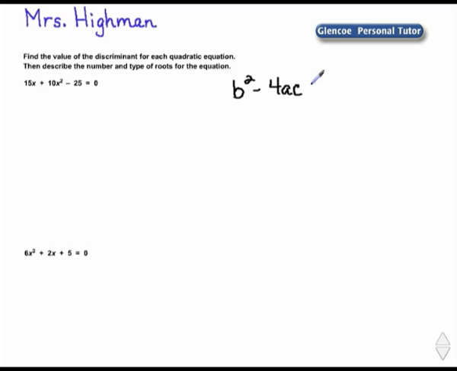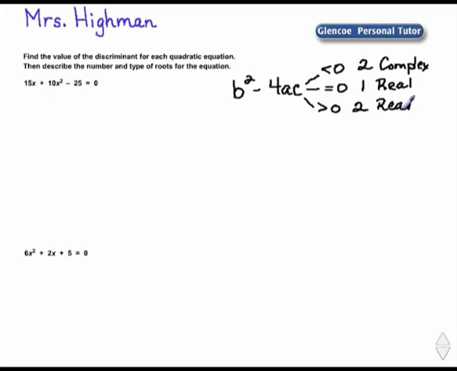We can have when that is less than 0, which means that we have two complex roots. We can have when that is equal to 0, and that means we have one real solution or one real root. Or we can have when that is greater than 0. And that means that we have two real solutions.